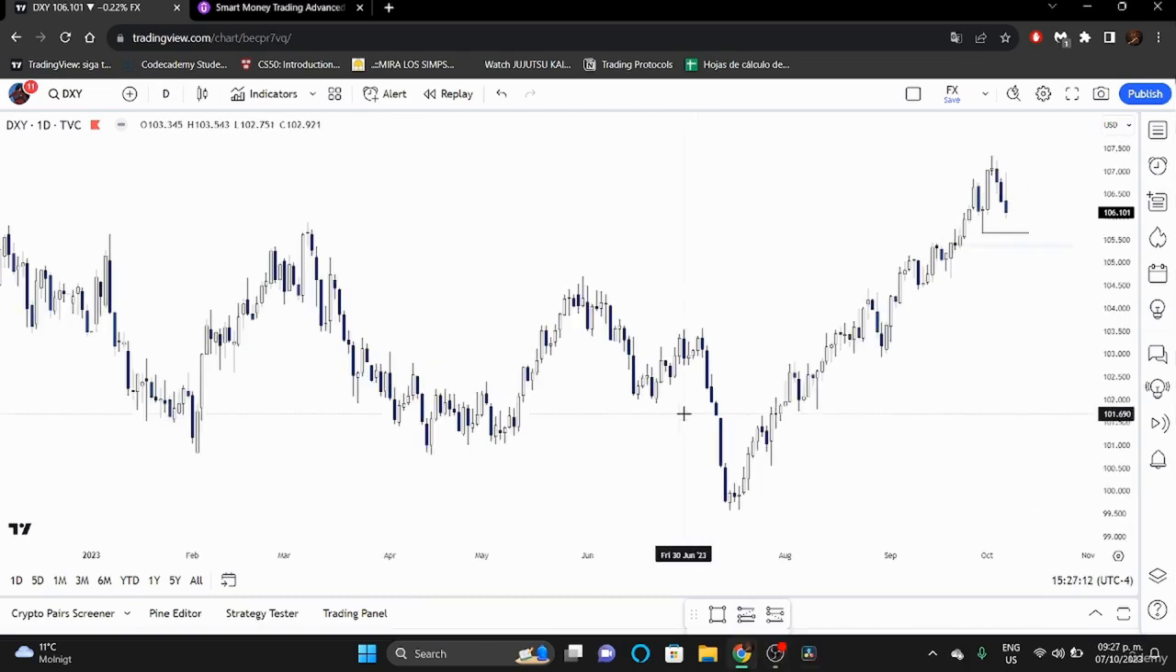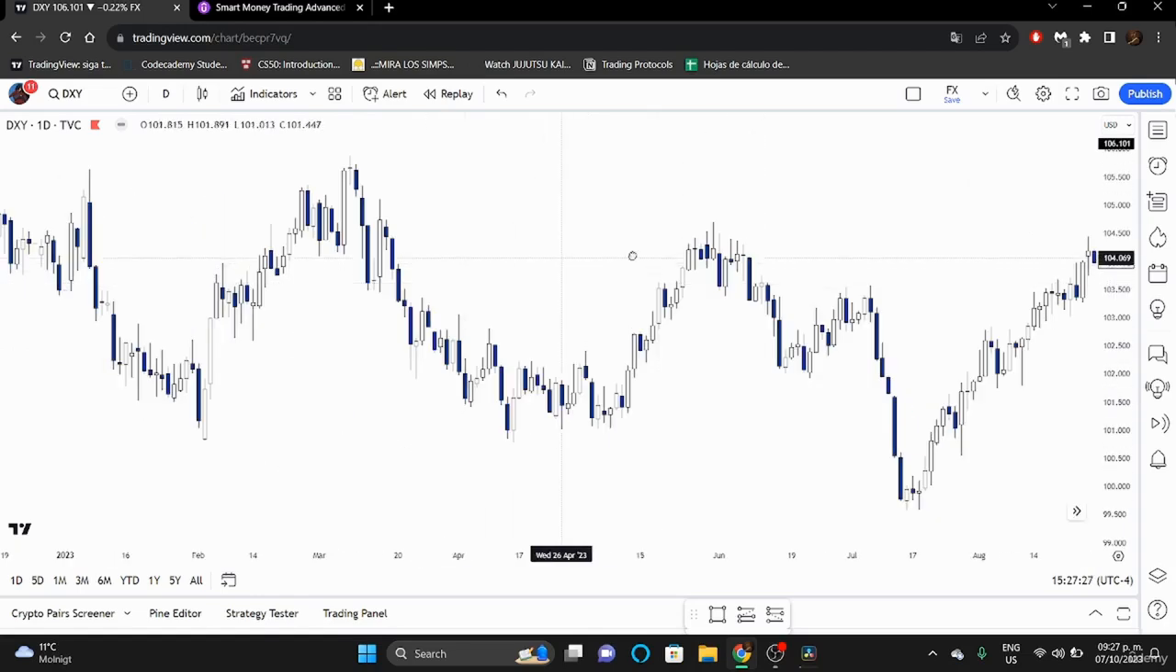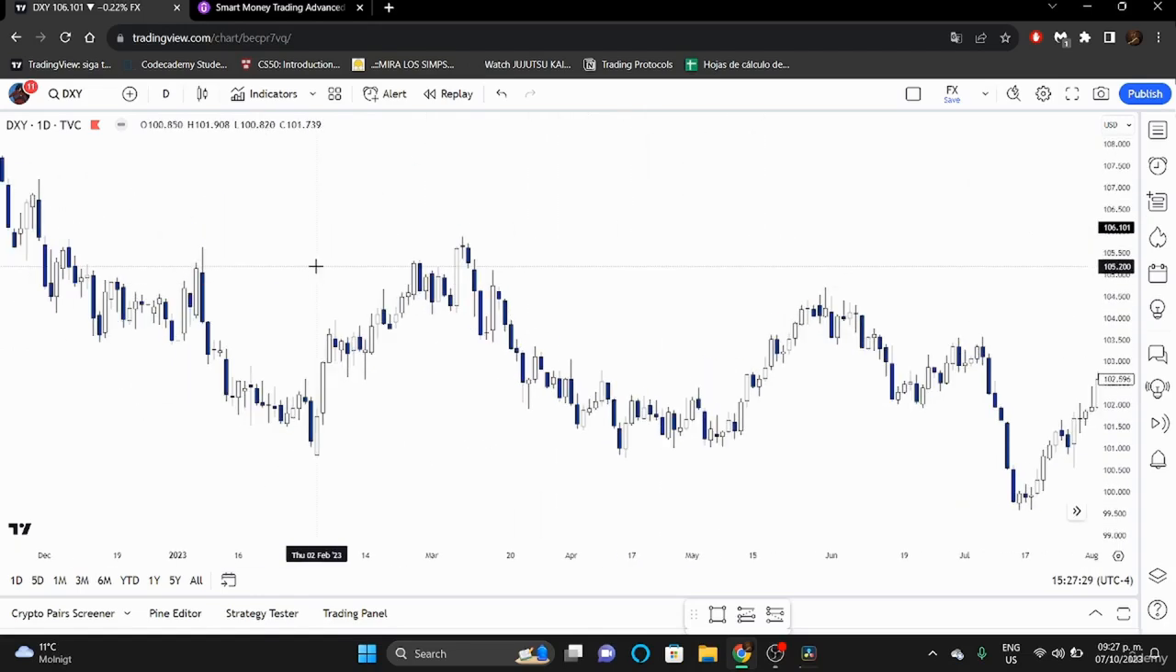Well, today we're going to be talking about inverse order blocks. Okay, what's an inverse order block? Well, an inverse order block is the same concept as a bullish order block. We're going to use it as an inverse. In this case, we trade up.